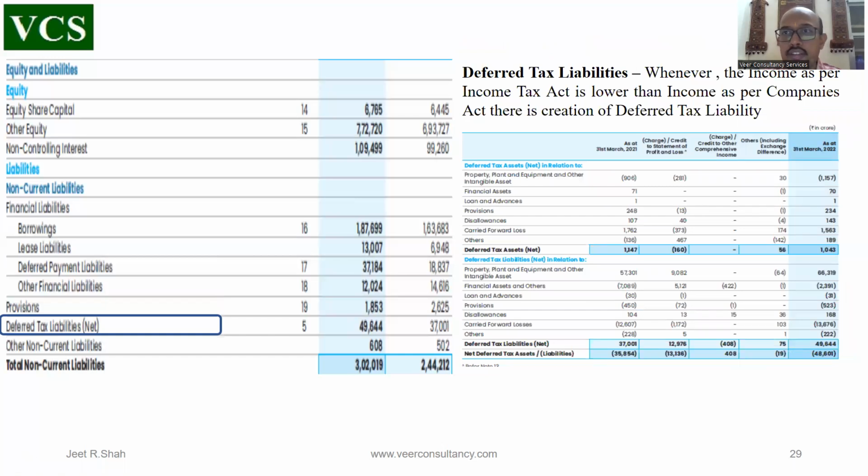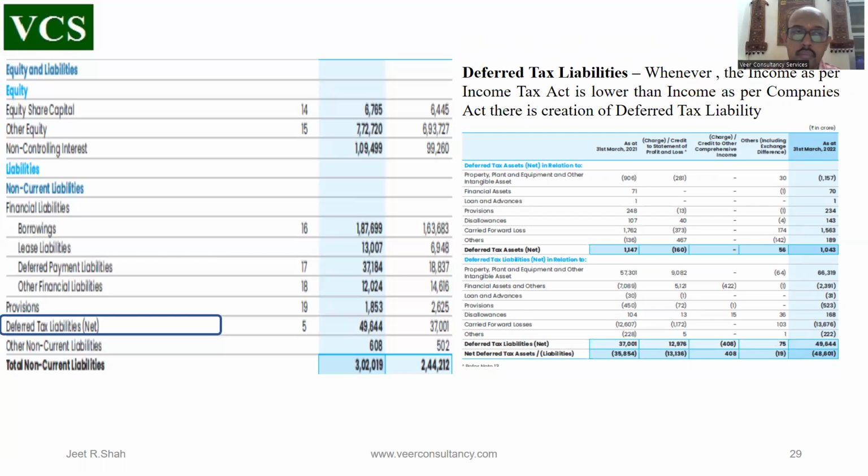Then you have deferred tax liabilities. This is very, very critical to understand. Please remember, income taxes are paid depending upon income arrived as per Income Tax Act. However, the income that you see in the annual reports is prepared as per the rules of Companies Act, not as per the Income Tax Act. So whenever the income as per Income Tax Act is lower than as per Companies Act, there is the creation of a deferred tax liability.